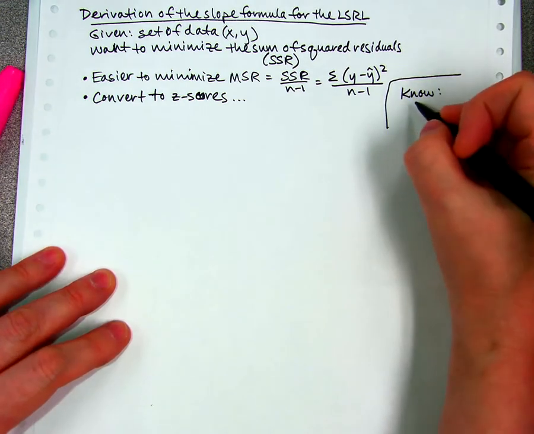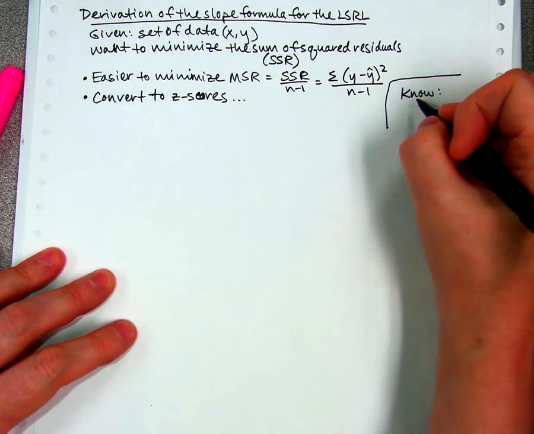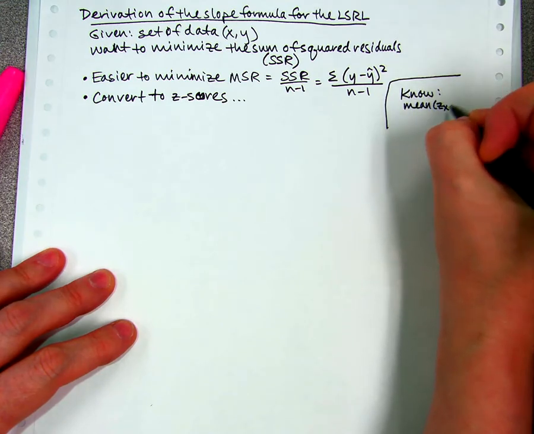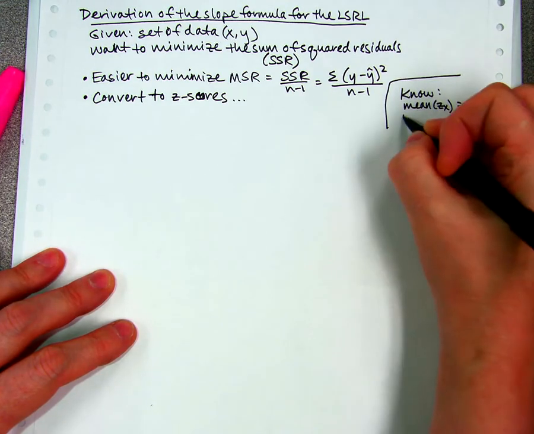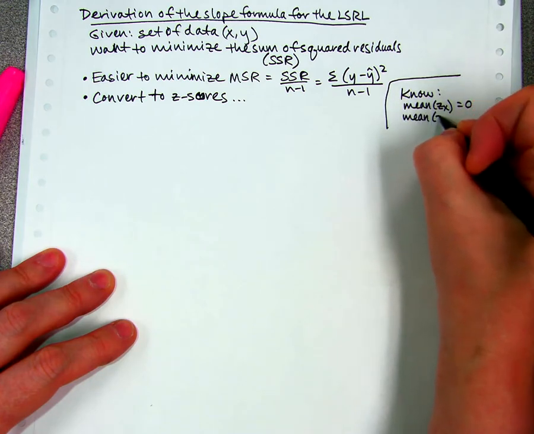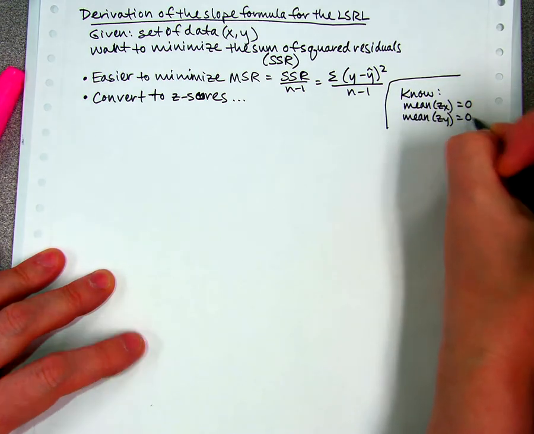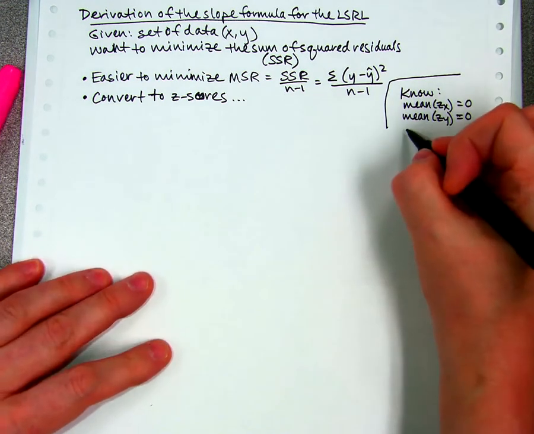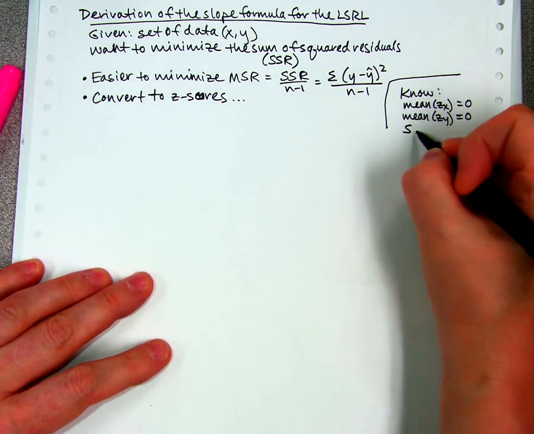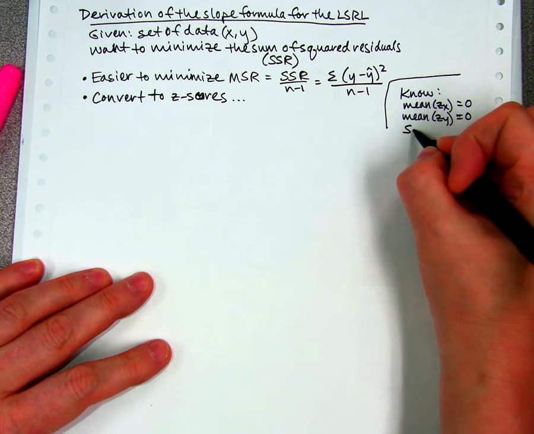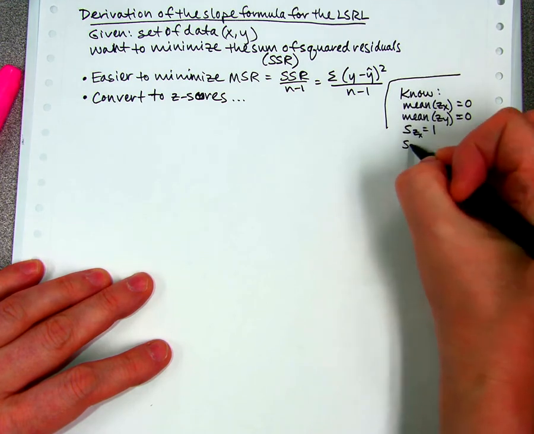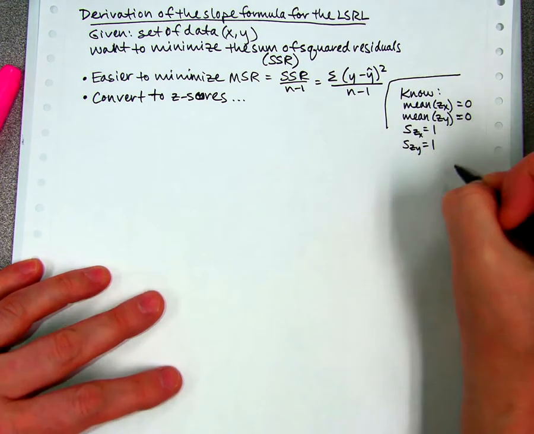For instance, I know that the mean of all the z-scores, the mean zx value, is 0. I know that the mean of zy is also 0, because means of z-scores are always 0. That'll make my calculations easier. My standard deviation of x or of z, no matter whether it's x or y, is 1, and that's for zx and also for zy, which is also 1.